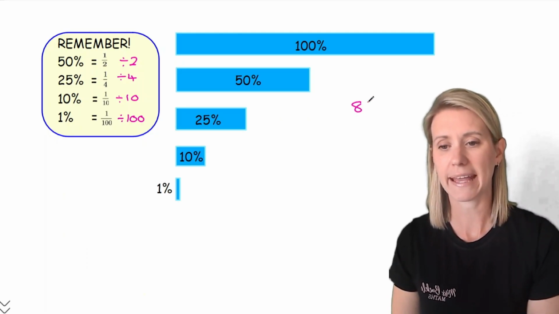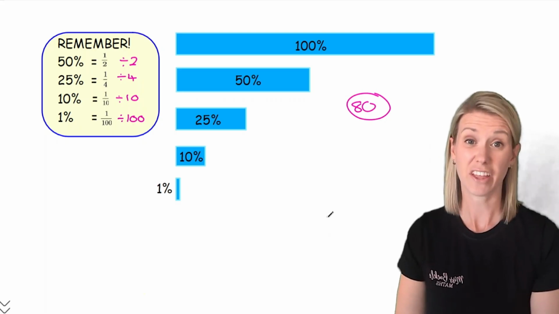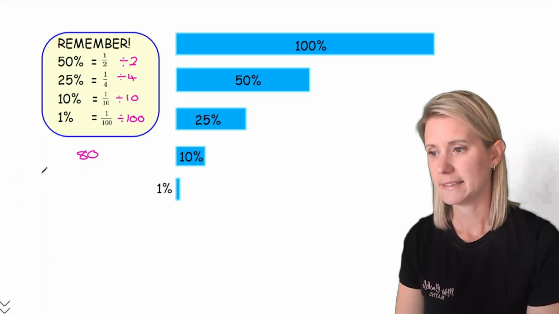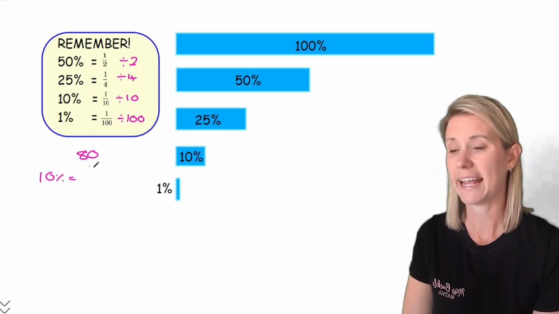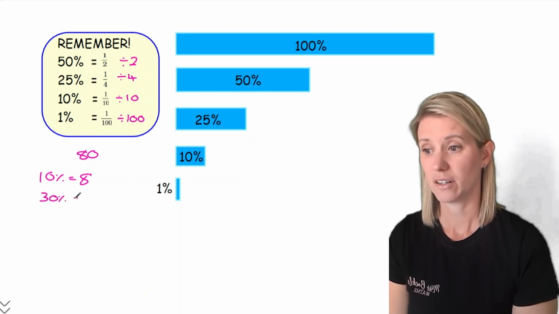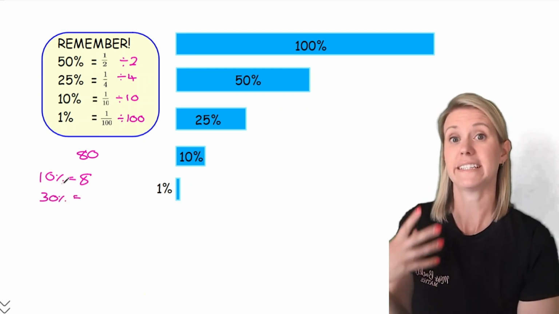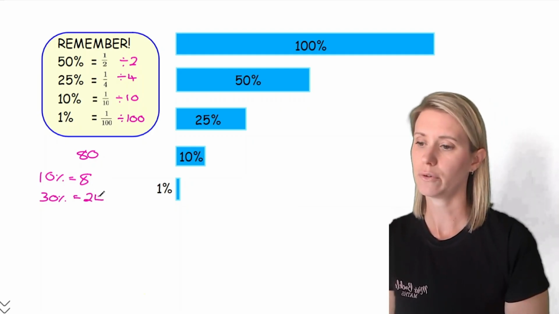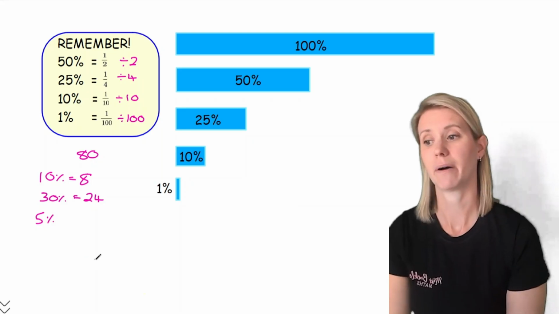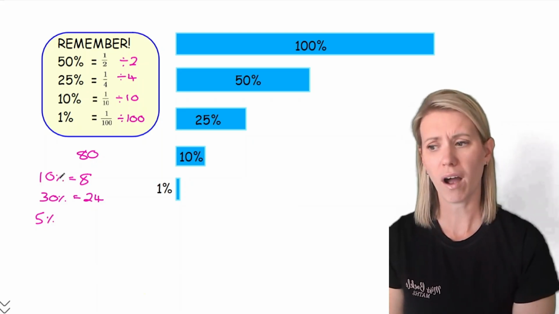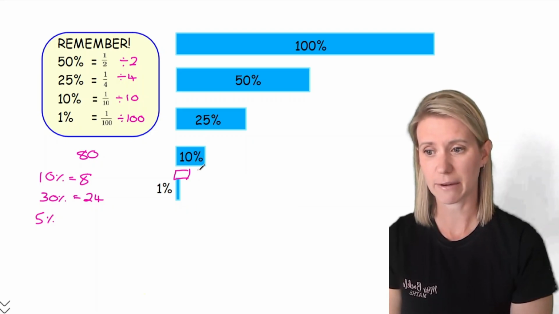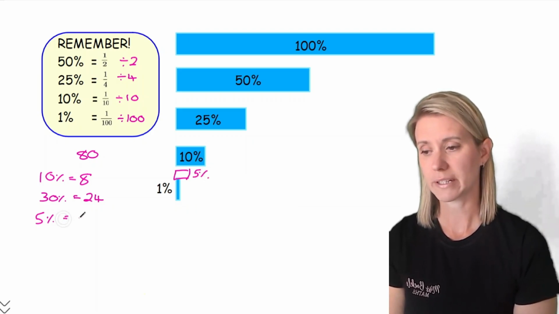Let's start with the number 80, and let's say that we want to find 35% of 80. Taking the number 80, 10% is going to be 80 divided by 10, which is 8. For 30%, we need that 3 times because there are 3 tens in 30, which gives us 24. And then the 5% is the 1% times by 5, or half of 10% is also 5%. If we halve that 10%, that will give us our 5%. So 4 is going to be 5%.